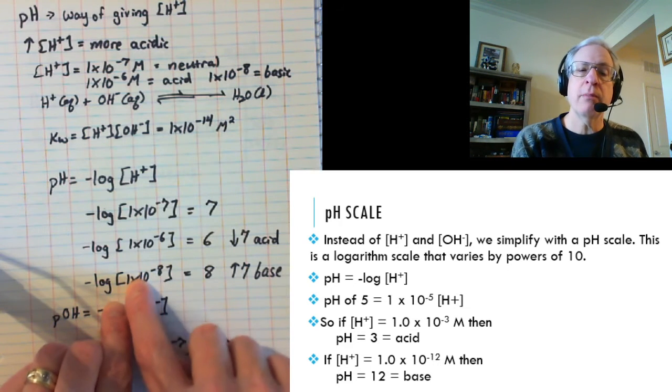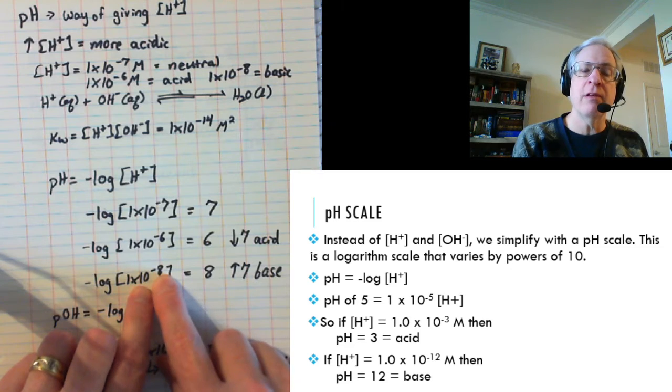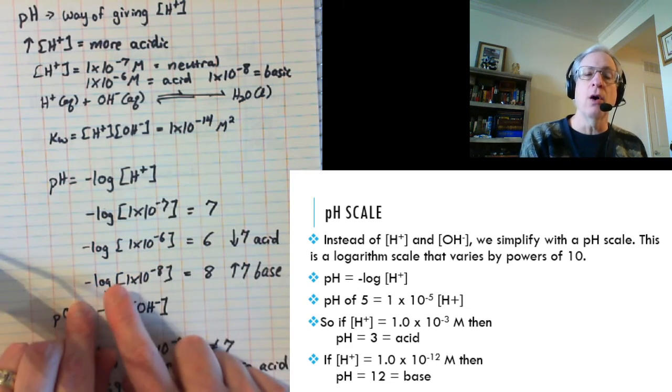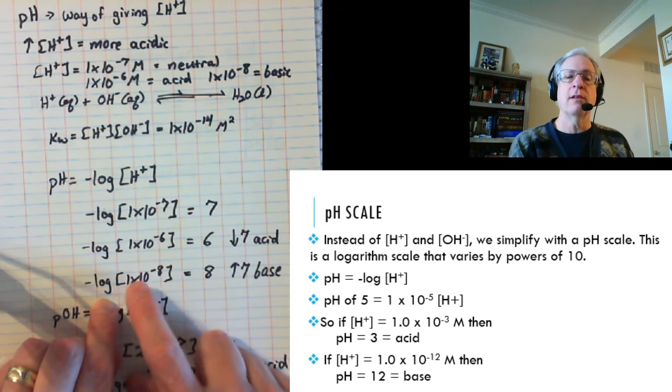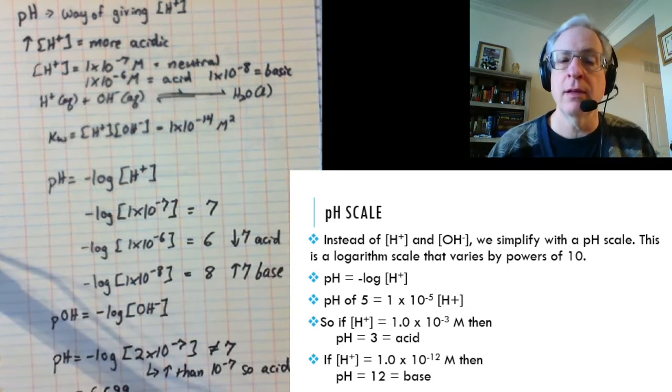Notice that if the first number is a 1, the pH just happens to equal whatever the exponent of that 10 is, because that's how log works. 10 to what power equals this? 10 to what power equals 10 to what power? The power is going to be the same.